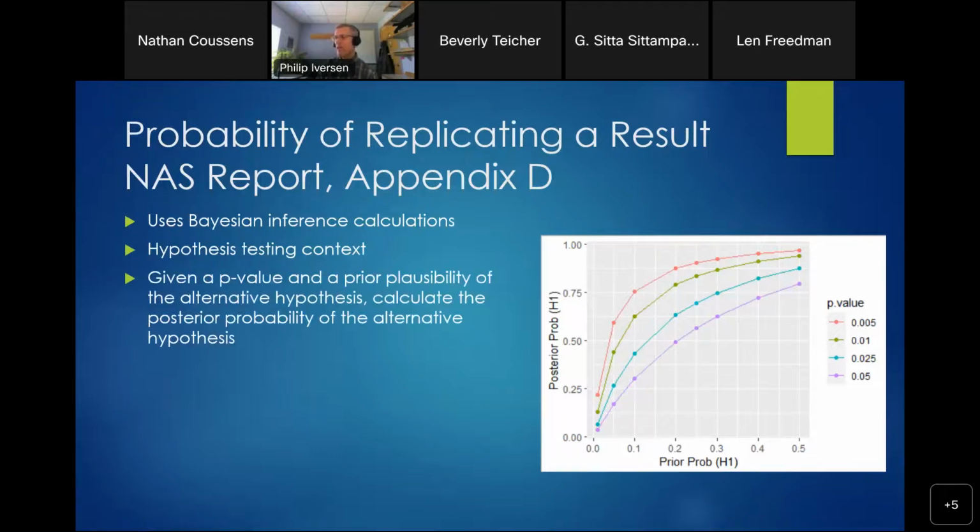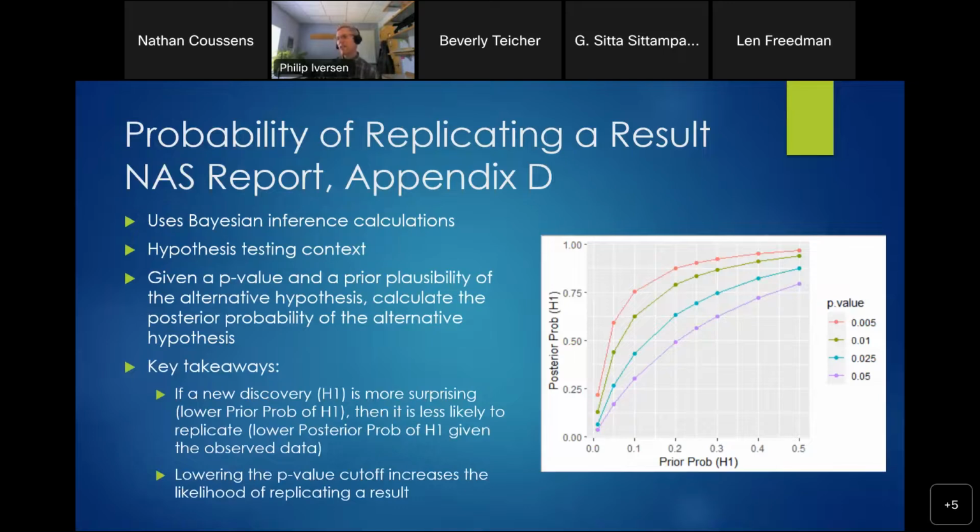Given a p-value and a prior plausibility of the alternative hypothesis, that's like that prevalence or percentage of true hypotheses among every hypothesis you're testing. That's what prior plausibility is. Then you calculate the posterior probability of the alternative. That's the Bayesian version of that positive predictive value. It's the same concept, even if it's a slightly different calculation in this appendix versus the Economist article.